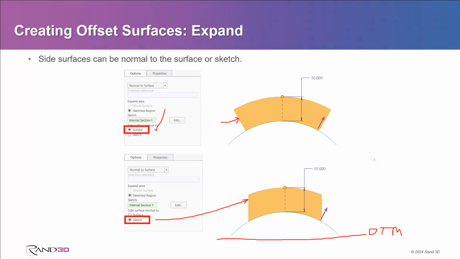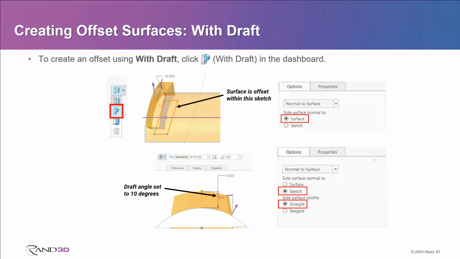Then also on your offset feature, besides the expand and the standard offset, there's a third one called with draft. It's really an expand with draft, where it's going to do the expand like the expand did, but then it's going to draft the expanded surfaces. It's going to add a draft angle to that. So again, in this option, we started an offset. We're using the option called with draft.